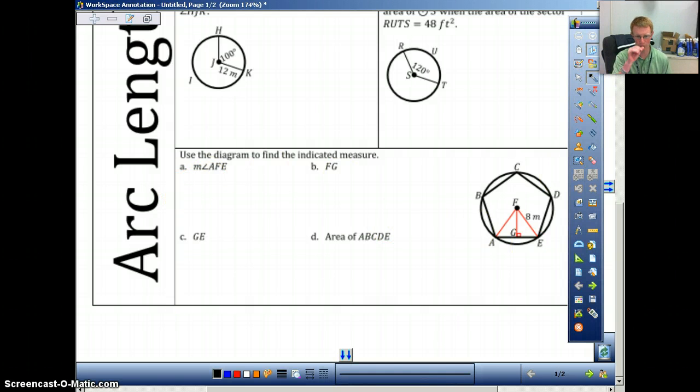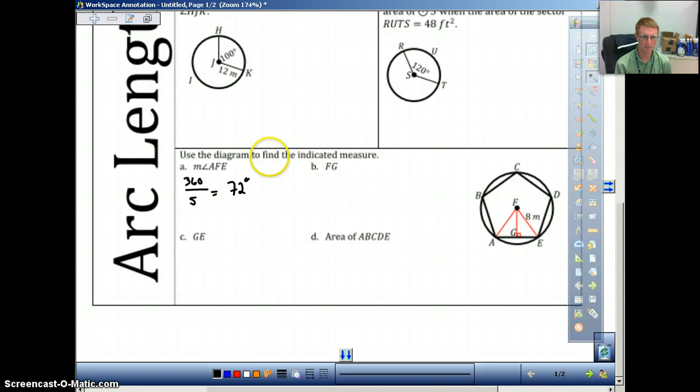The first thing we're looking for is the measure of angle AFE. Well, AFE is a central angle. So we should be able to find that fairly easily because we just said, to find the measure of a central angle, we know there's going to be 5 of them. So we would simply take the number of sides, there's 5 sides, and divide 360 by 5. So 360 divided by 5 is equal to 72 degrees. Therefore, we know that this angle right here is 72 degrees. Okay, that's the first thing.